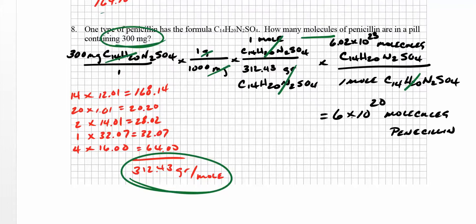Now you might ask, why just one significant digit here? Remember in the 300, there was no decimal there. And because there's no decimal, only the 3 is significant. And so my final correct answer is 6 times 10 to the 20th molecules of penicillin.